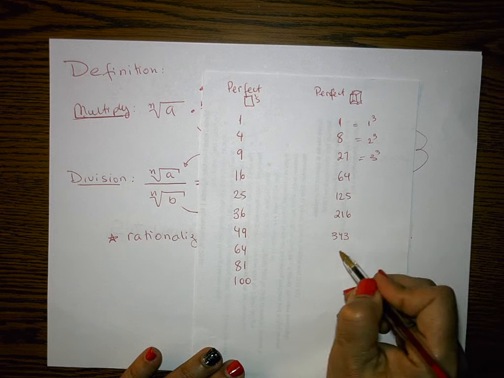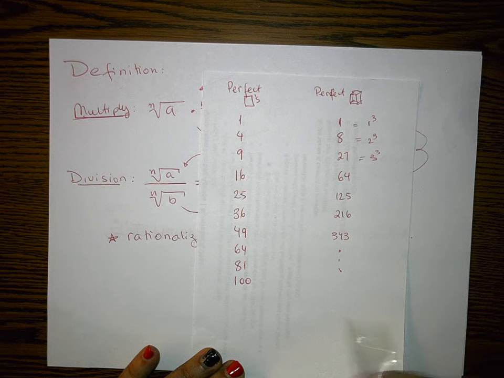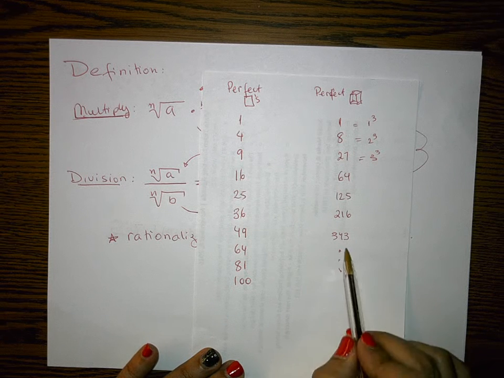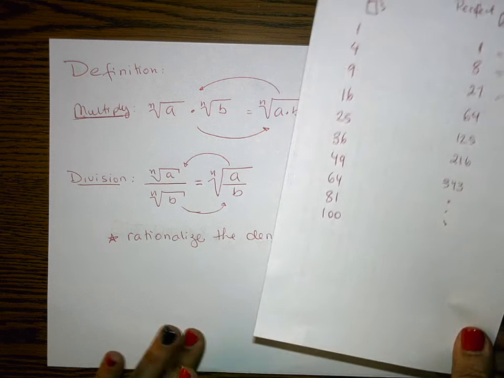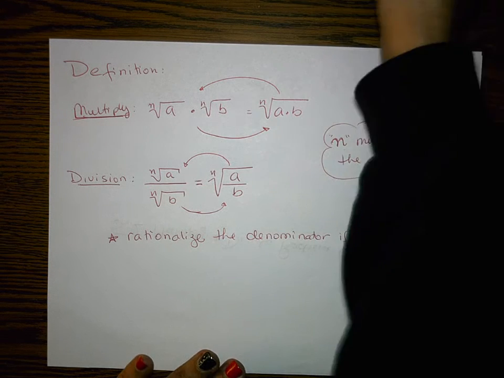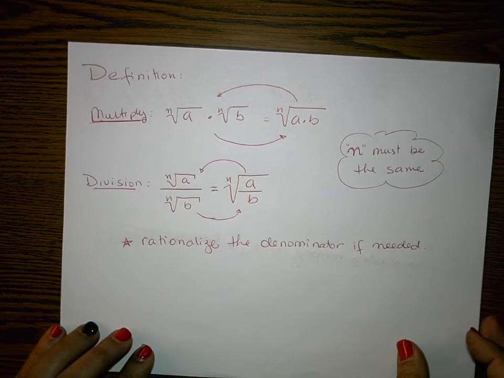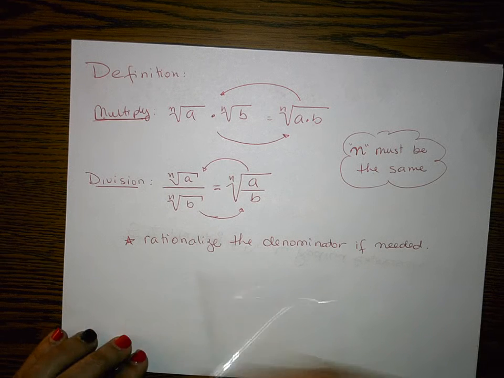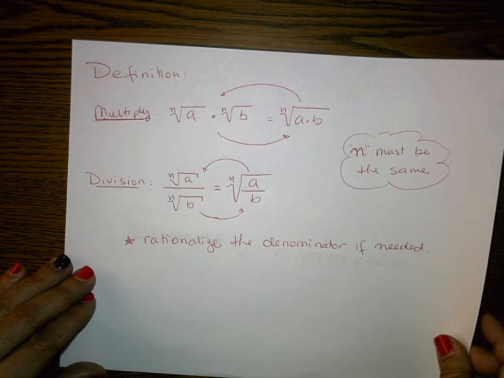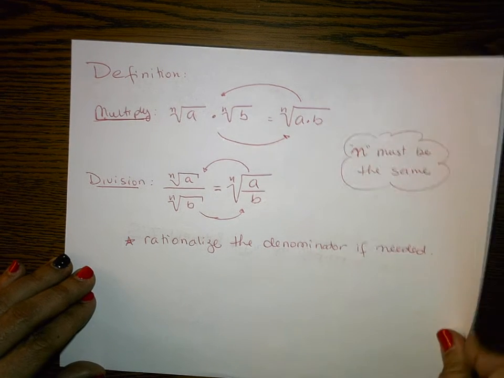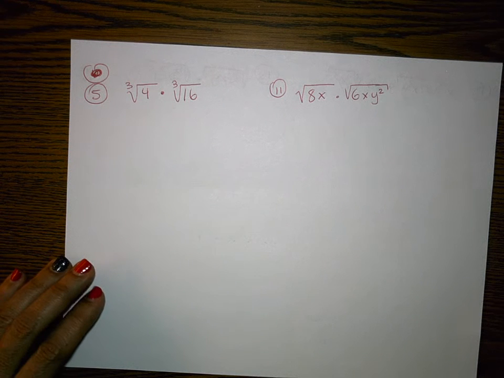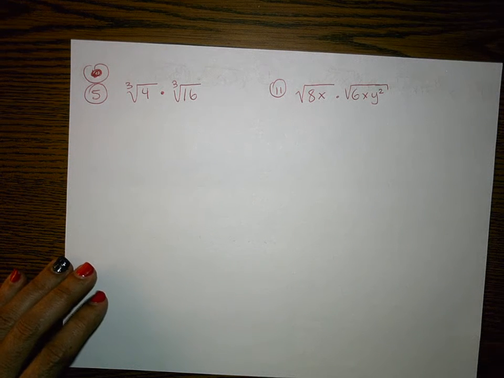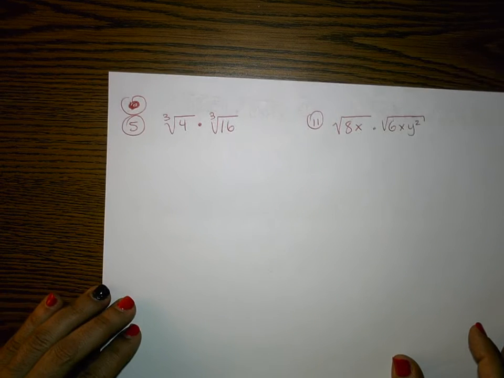As you can see, I didn't even finish it because we're most likely not going to be using ginormous cube numbers. But it's always good to have little perfect squares and perfect cubes because we're going to be constantly using them here with the multiplication and division. So let's do a few examples that I have before we move on to anything on your worksheet. So let's go ahead and do number 5.